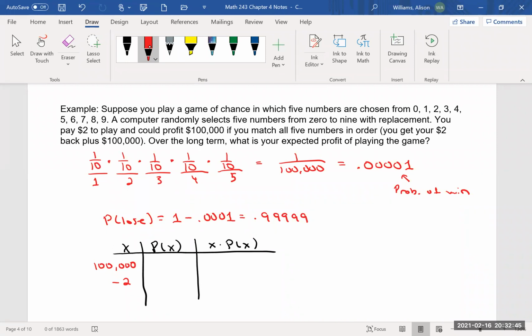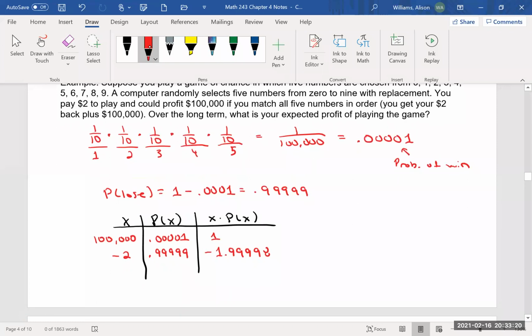Okay, so the probability for winning was 0.00001, and the probability for losing was 0.99999. Okay, so multiplying these together, this is going to come out to 1. Yeah, because we'll move the decimal 5. Yep, that comes out to 1. All right, and this one, when you multiply those together, that's going to come out to negative 1.99998.